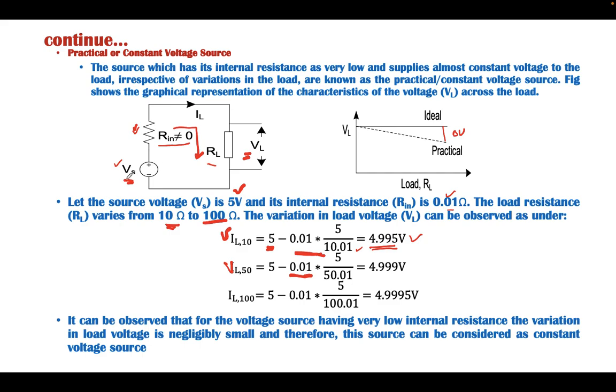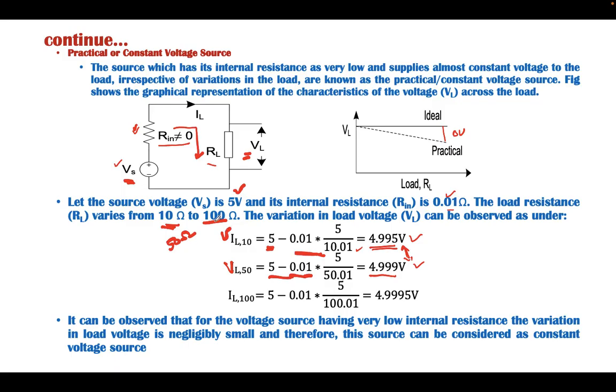Subtracting this voltage drop from the total voltage, we can get the output voltage or load voltage, which is equal to 4.999 volt. Hence, if the load resistance varies from 10 ohm to 50 ohm, the voltage across the load changes only marginally.